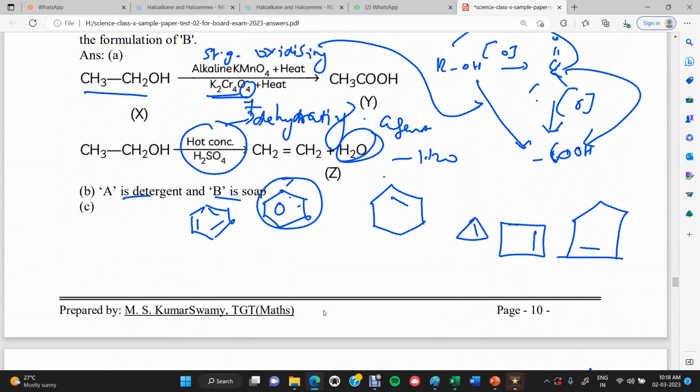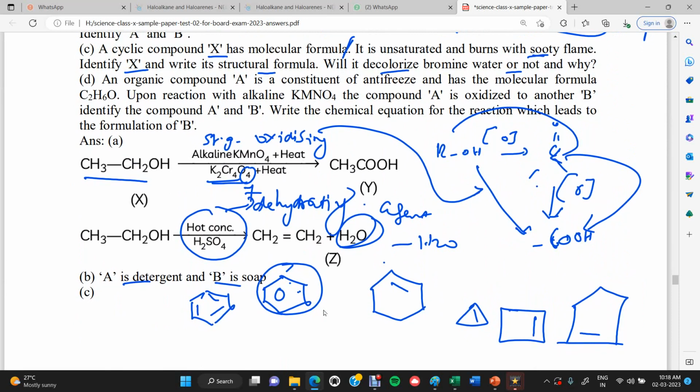And next question. An organic compound A is a constituent. Let me clear the board first. It is looking clumsy.